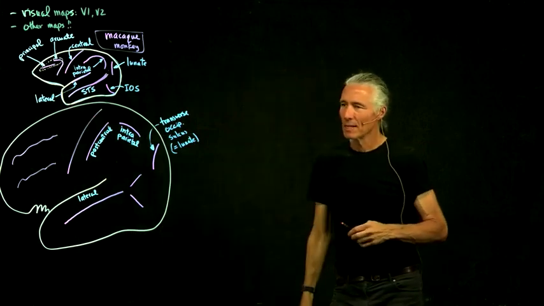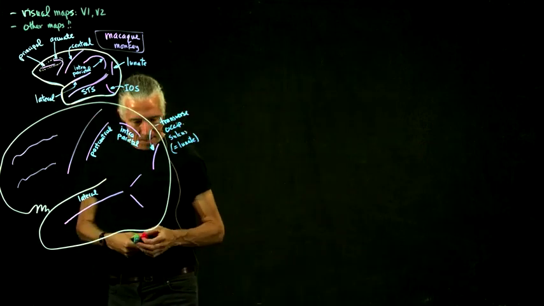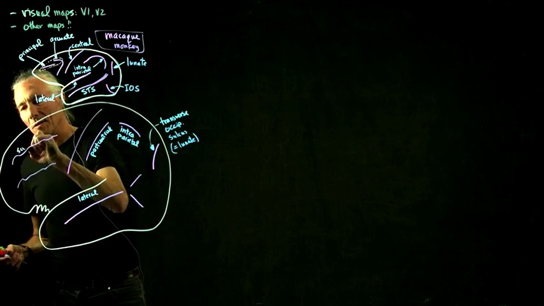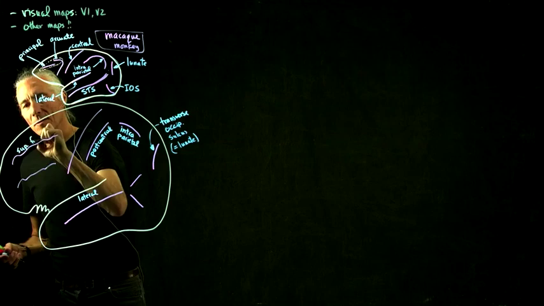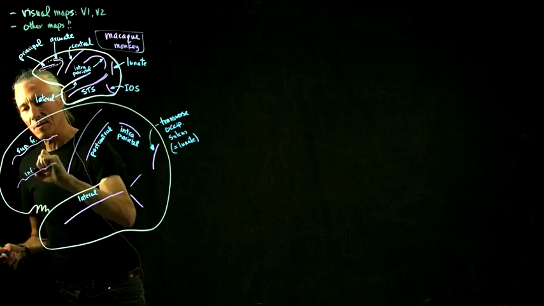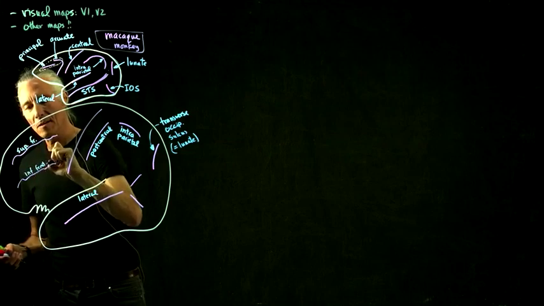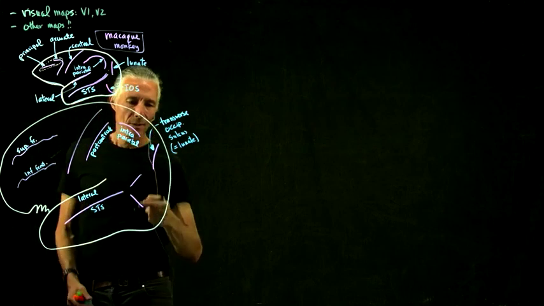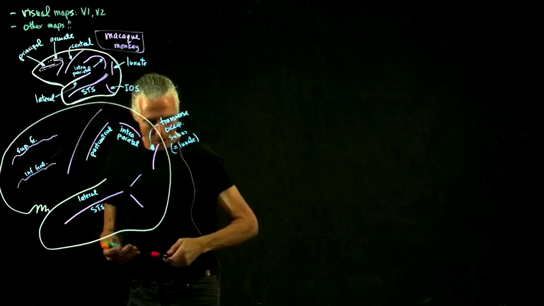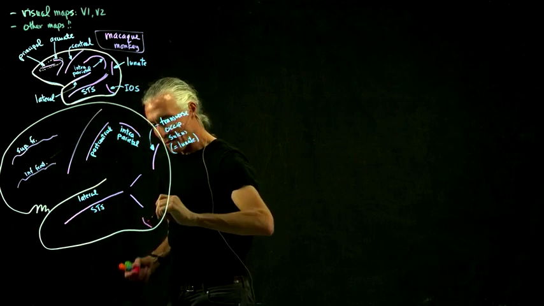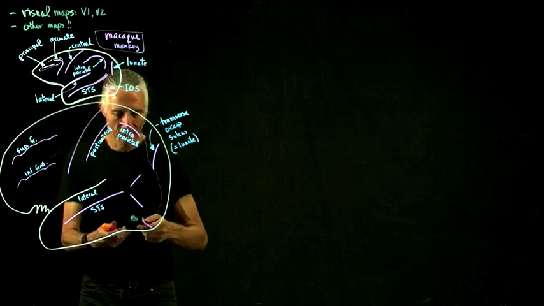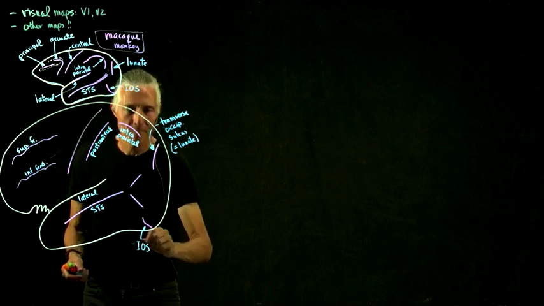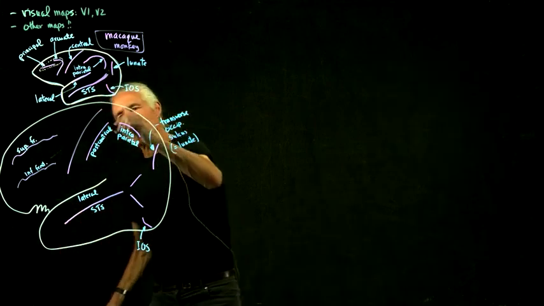So here's our superior frontal, inferior frontal. Here's the STS. And then there's another sulcus down here, which is the inferior occipital. So that's the inferior occipital. Okay, and central.